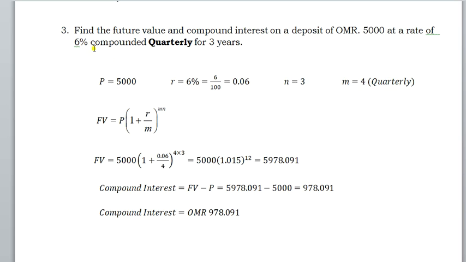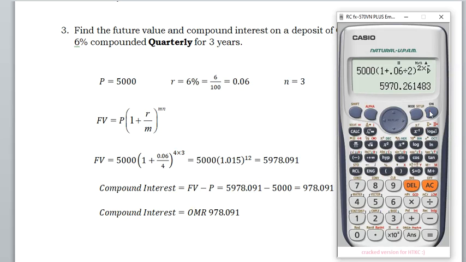Now question number 3, the same question, but we are changing this to quarterly. Find the future value and compound interest on a deposit of OMR 5000 at a rate of 6% compounded quarterly. Compounded quarterly means M equal to 4. Rest all is the same. So FV equal to P into (1 plus R by M) power M into N. So P is 5000, R is 0.06 by 4. We know that M is 4 now. Power M into N, that means 4 into 3 years.